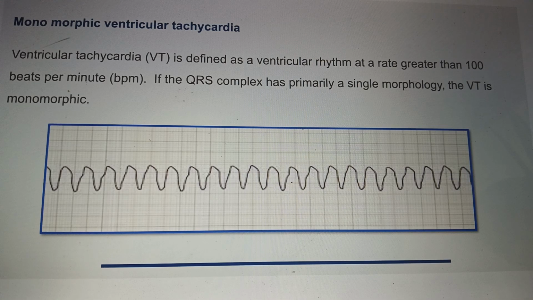Here are some of the ventricular tachycardias. The first one is monomorphic ventricular tachycardia. Here if you see, there is no P wave, but there is a QRS complex, and the QRS complexes are very wide, right? But the morphology is the same. See, the morphology is the same. So it's called monomorphic ventricular tachycardia.